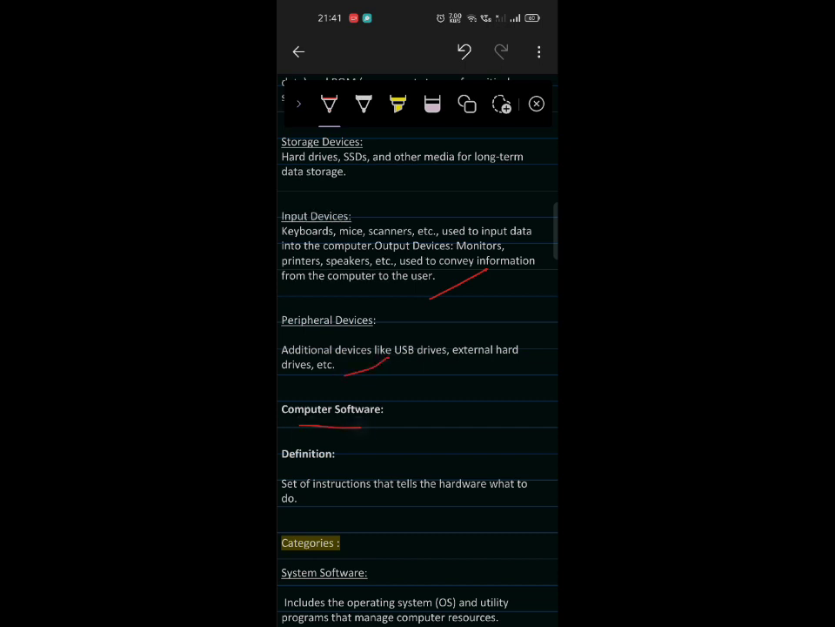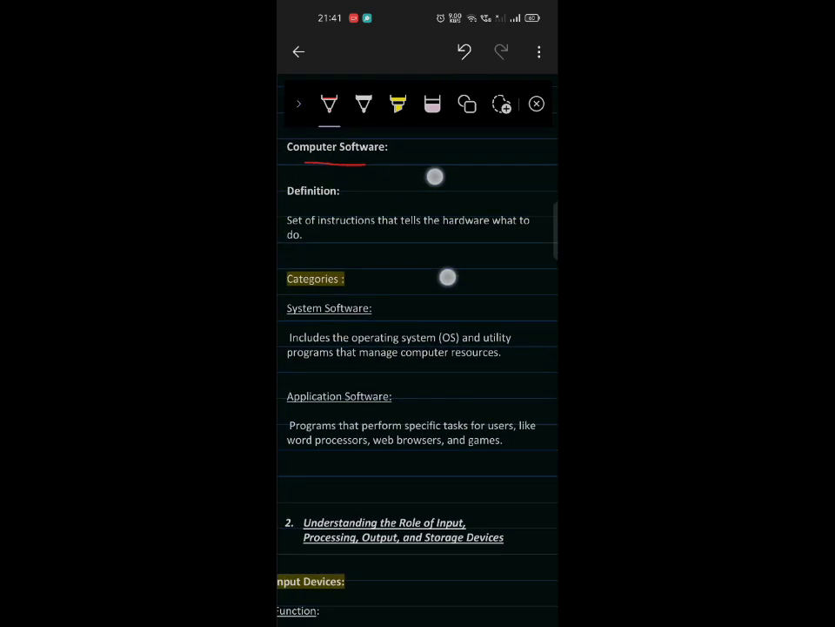Computer software is a set of instructions that tell hardware what to do. Computer software is the set of instructions that tell hardware how to do or what to do.